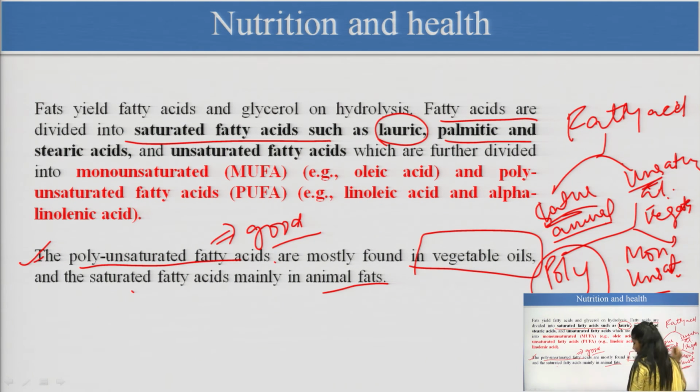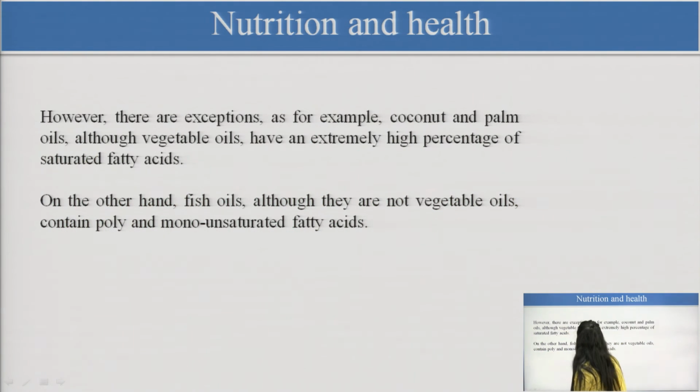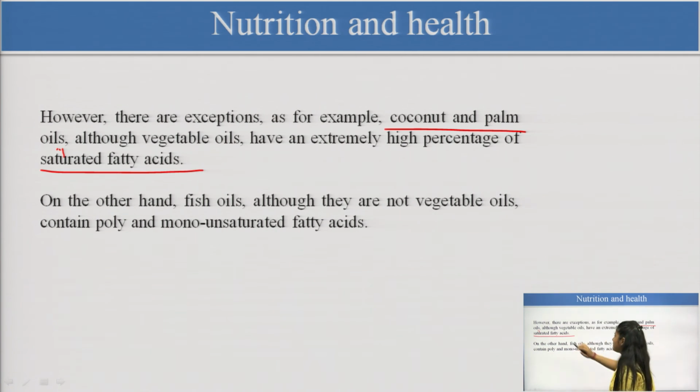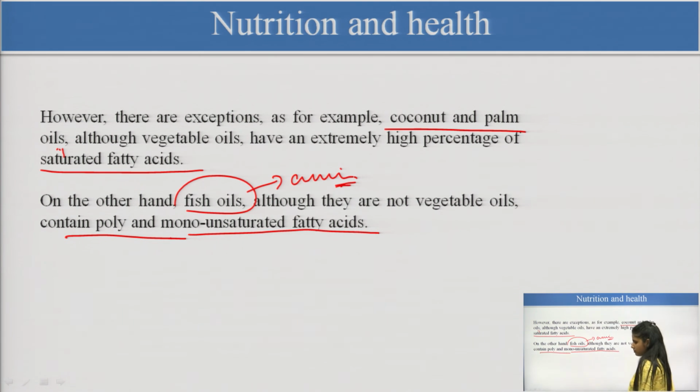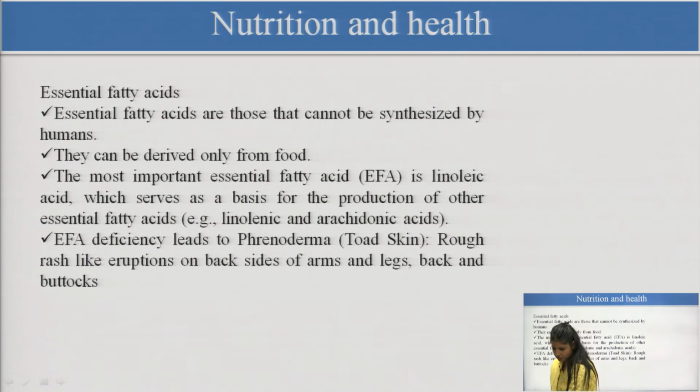But there is one exception. So, we will see what the exception is here. See, there are exceptions such as coconut and palm oil. These are vegetable oils, okay, but they come under saturated fatty acids, okay. Whereas fish oil, which is of animal origin, contains polyunsaturated fatty acids. So, these are some exceptions.